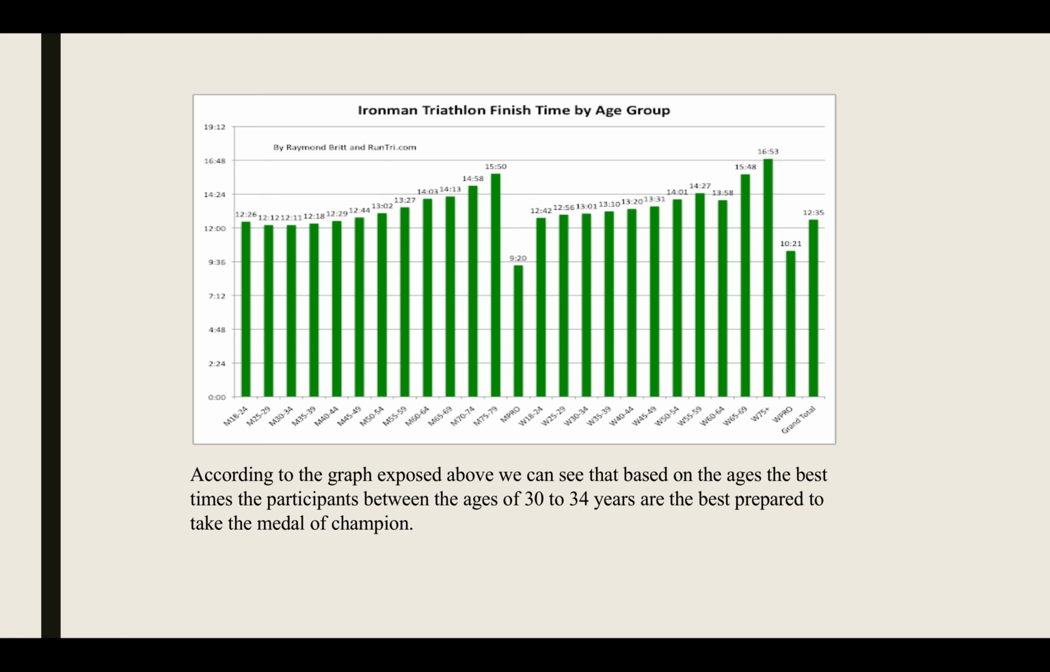According to the graph exposed above, we can see that based on age, the participants between the ages of 30 to 34 years are the best prepared to take the medal of champion. I personally believe the reason this age range usually wins the competition could be because they've been preparing for more time or they have more experience, so they can put all their experience into better preparation, not just physical, but mental as well.